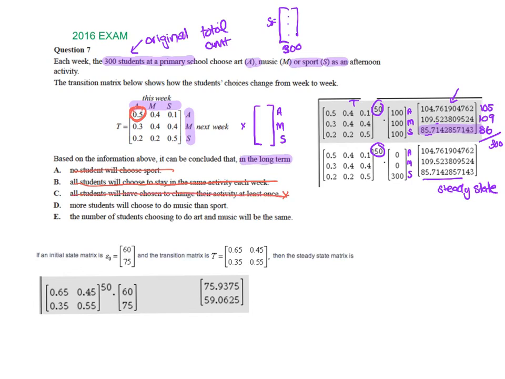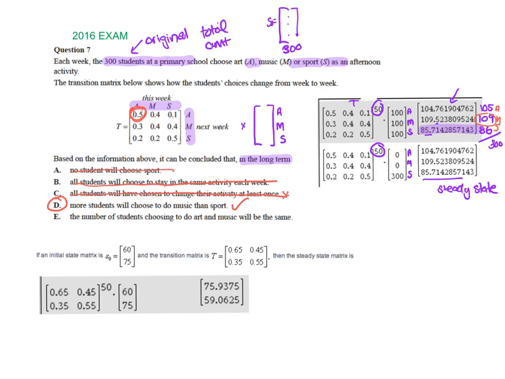More students will choose to do music than sport. Well, if we have a look, this is art, music, sport. Yes, more people choose music than sport. So this is the answer. Okay, with this next example, pretty easy.